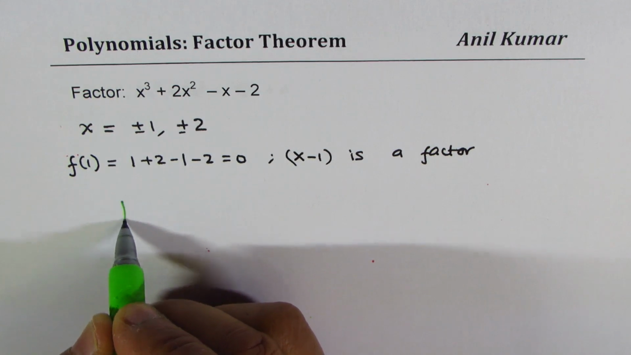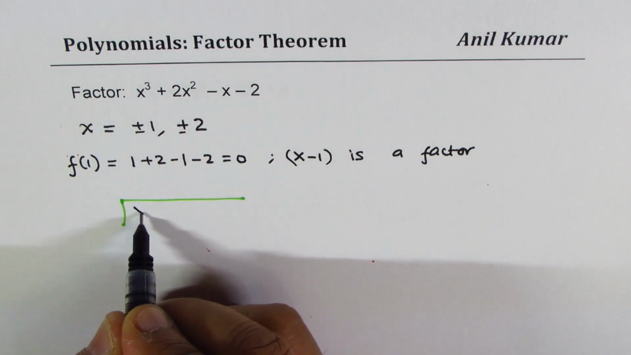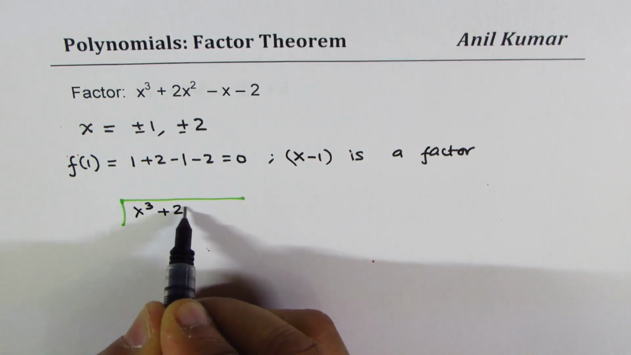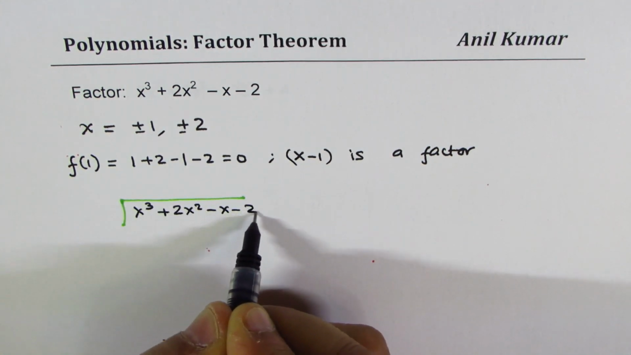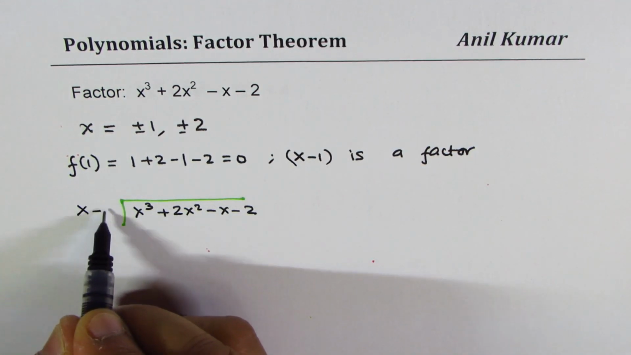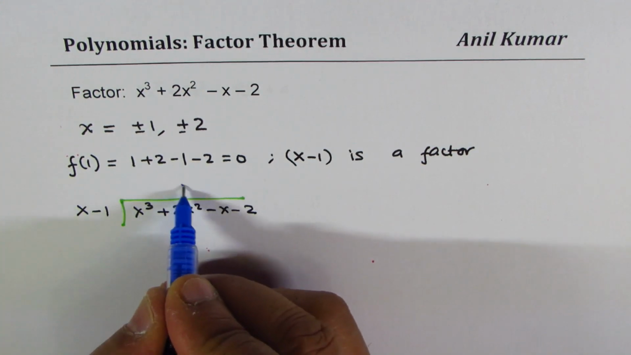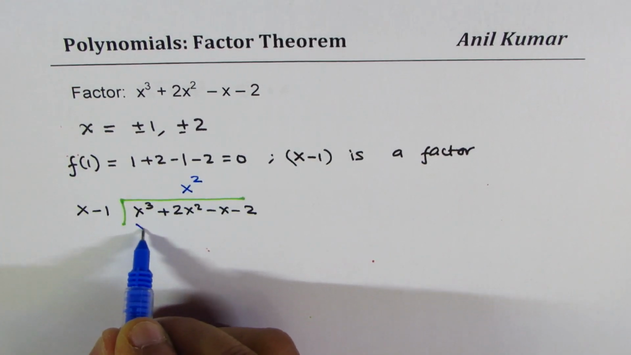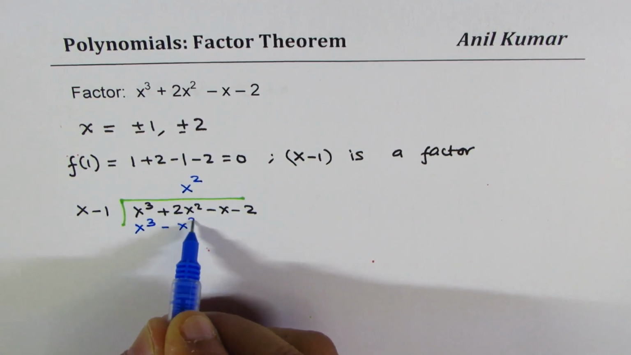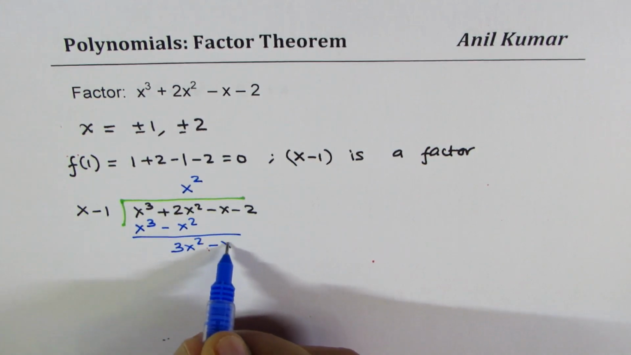So let's do long division this time. In the next example, we'll take up synthetic division. So here we have x cubed plus 2x squared minus x minus 2. We are going to divide it by the factor x minus 1. So taking the first two terms, we multiply by x squared. So that gives us x cubed minus x squared. Taking away, we get 3x squared minus x.